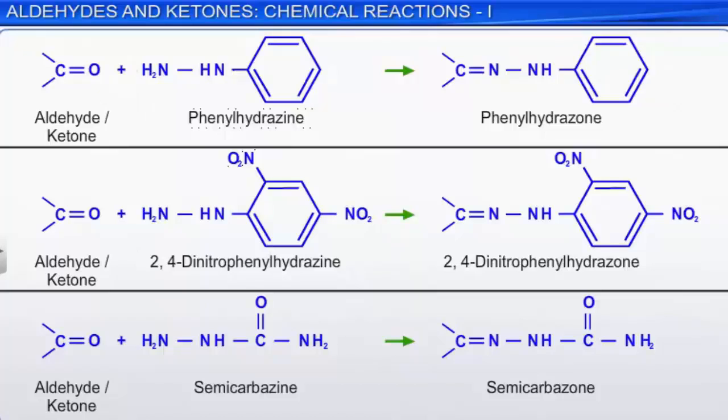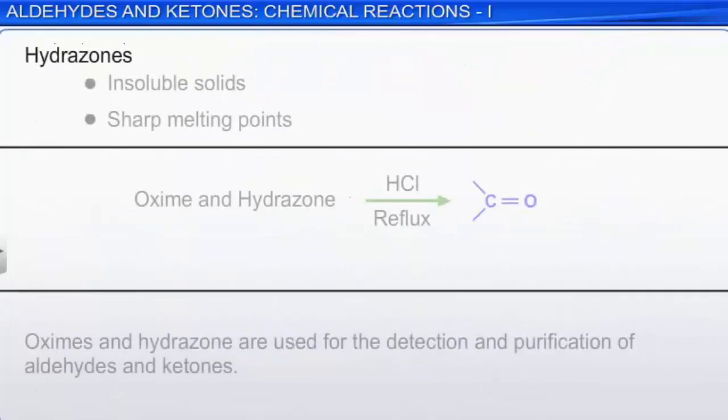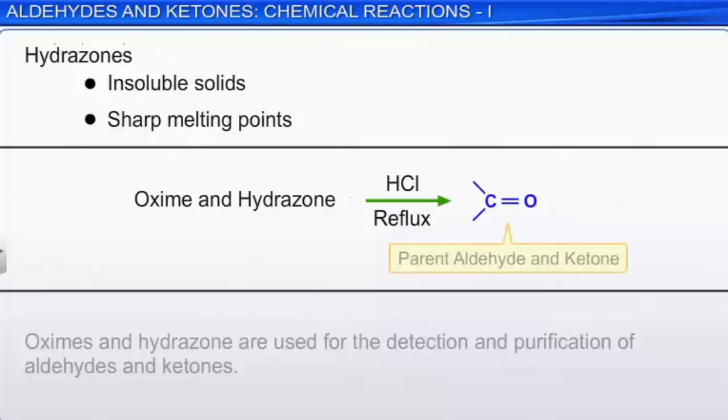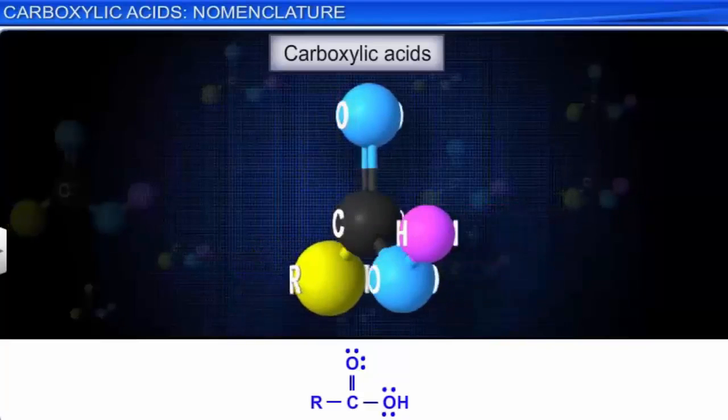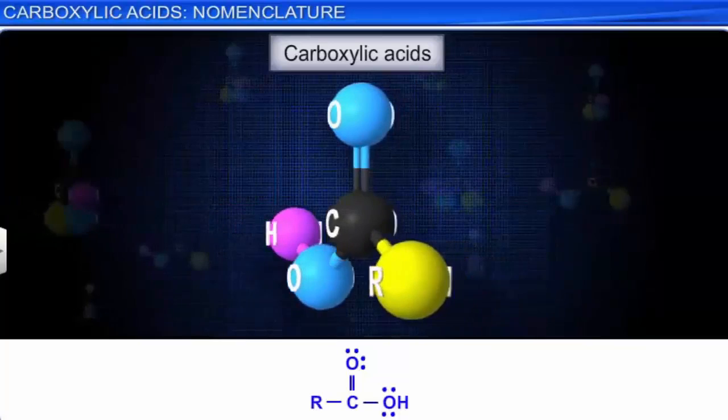Hydrazones are usually insoluble solids with sharp melting points. Moreover, oximes and hydrazones, when refluxed with dilute hydrochloric acid, regenerate the parent aldehyde and ketone. Hence, oximes and hydrazones are used for the detection and purification of organic compounds that contain the carbonyl functional group.